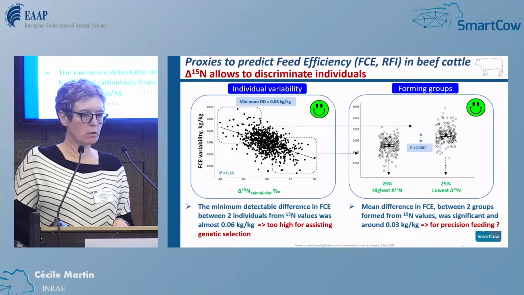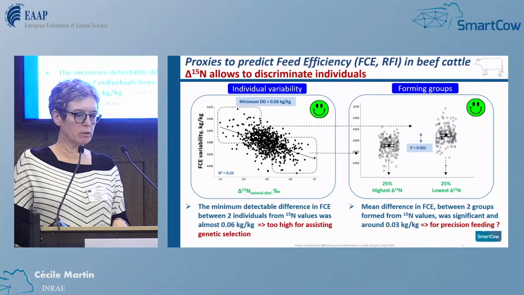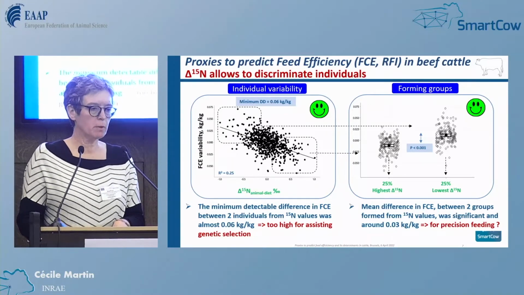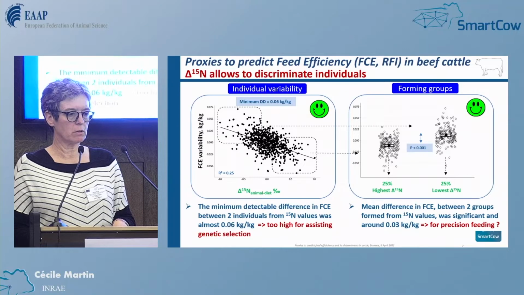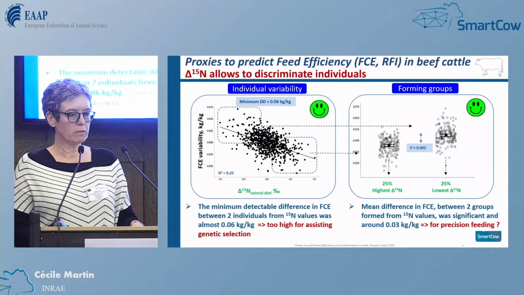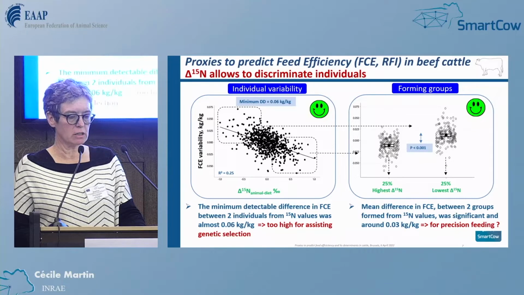15 nitrogen also allows discriminating different individuals with a minimum detectable difference of 0.06 kilogram per kilo. This is not too bad, but probably not enough for assisting genetic selection.